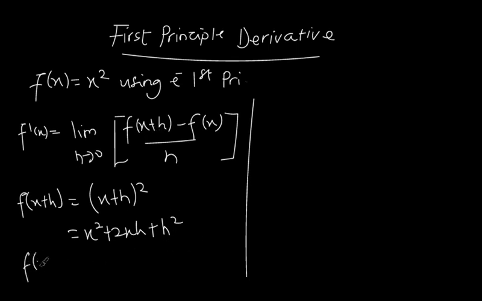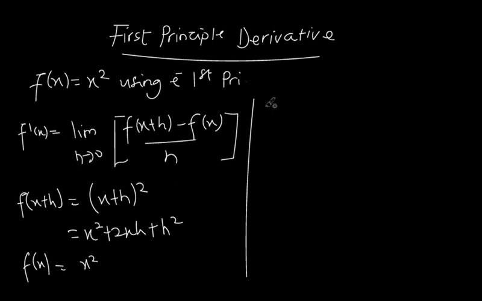Now the f of x, which is the second term, simply means wherever we see x, let's put x over there. So in this instance, if we replace x with x again, it will still be x, so we have x squared. So now that we have these two terms over here, we can input them back into this formula and we get our answer for this question.